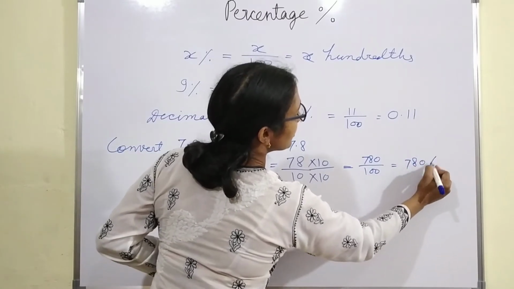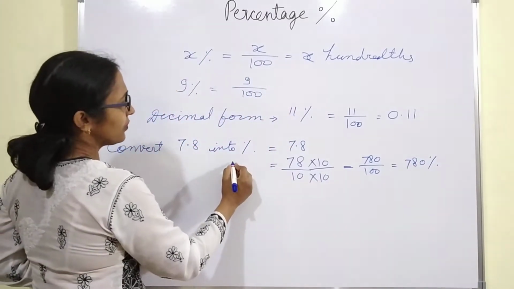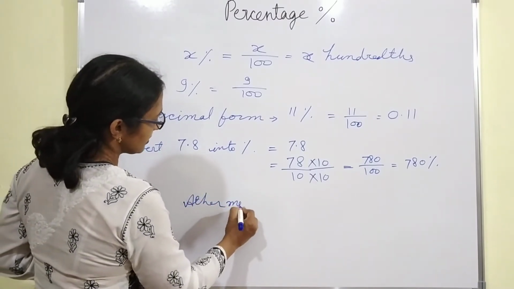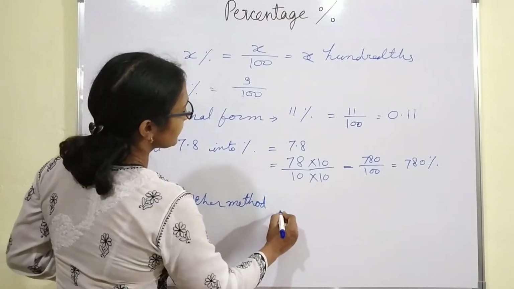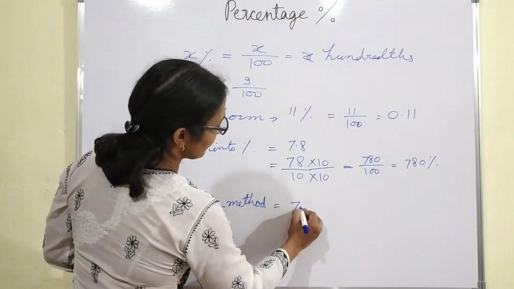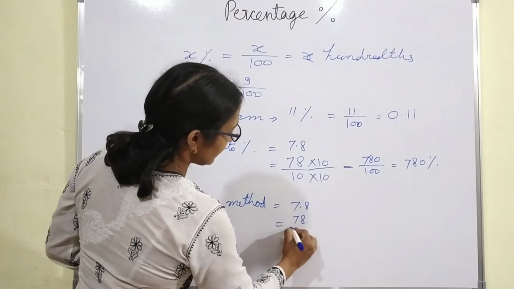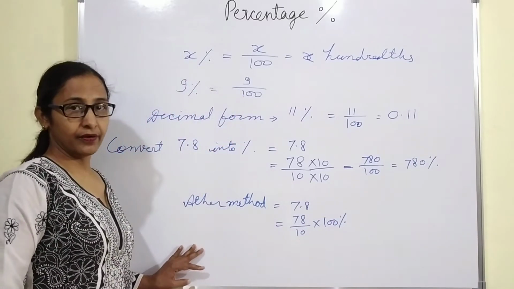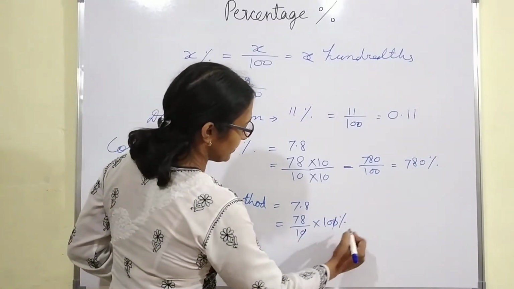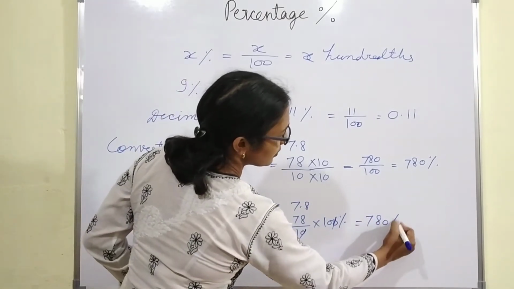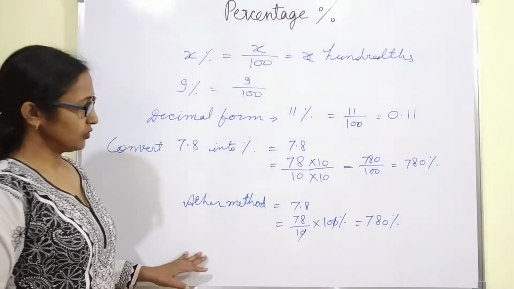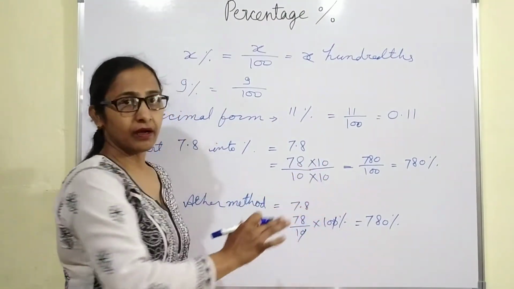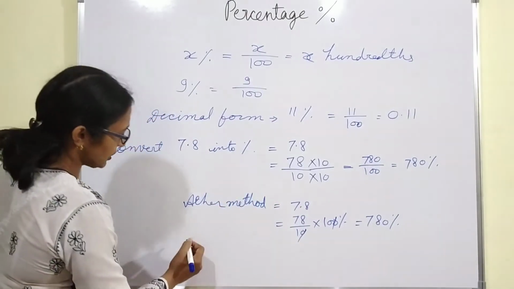So 780%. This was the first method. And the other method is 7.8, that is 78 upon 10 into 100%. Multiply by 100%. So the 0 will be cancelled. So 780%. Okay. So the first method is by multiplying to make the denominator 100. Focus on this. Another question I am giving you.